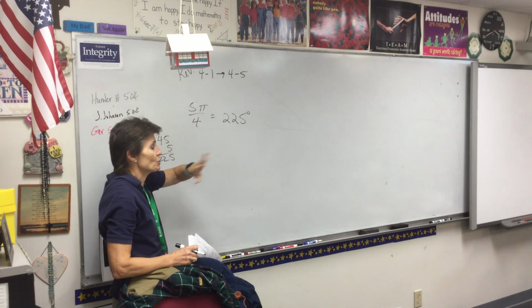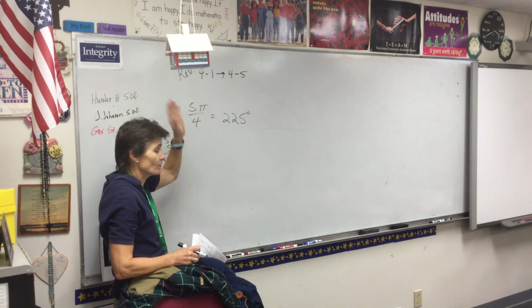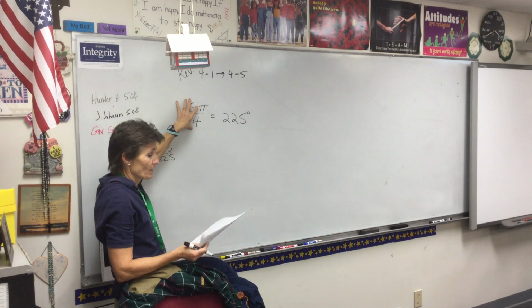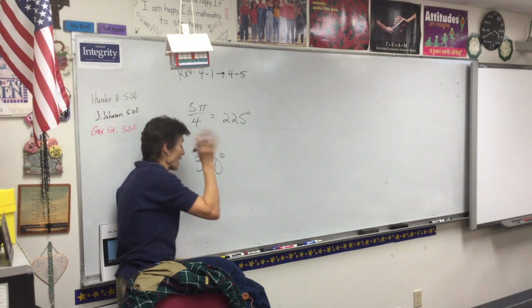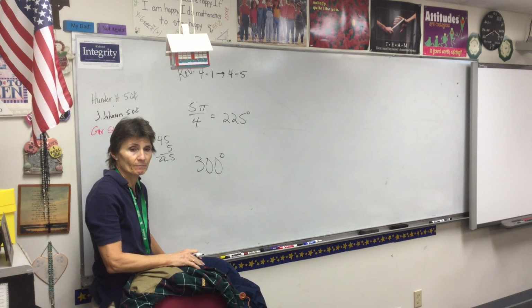Those of you that still can't find the sheet, just stop looking and start paying attention. This is what you need to be able to do. Now the next one says, change this to radians, which is exactly what you're going to have to do on your test. How do we change that to radians?